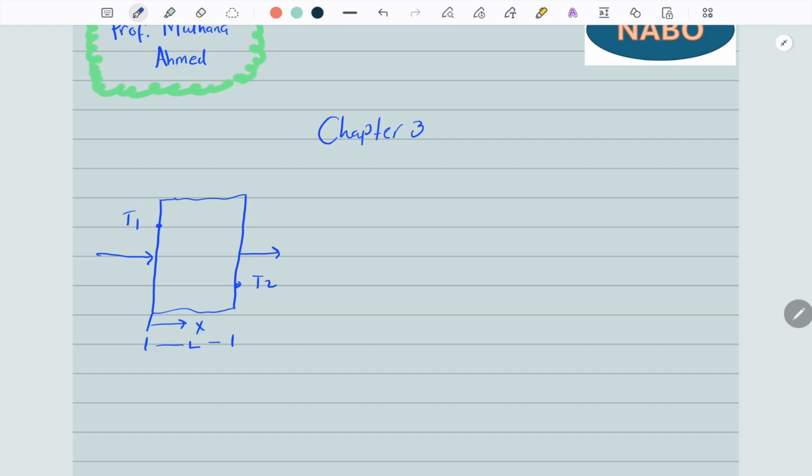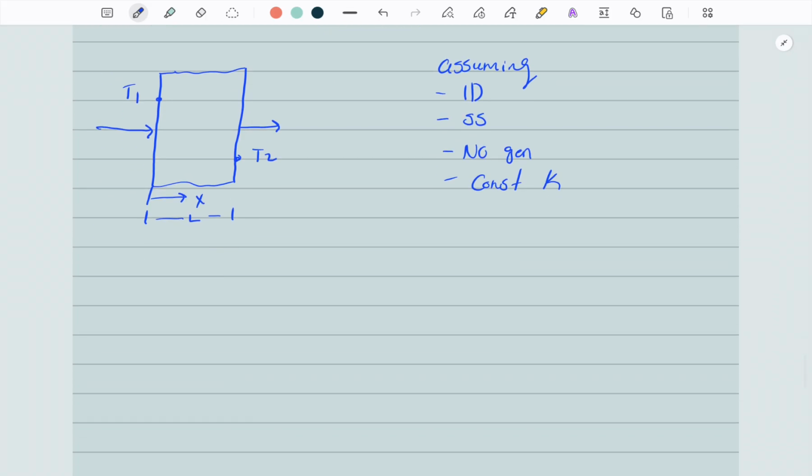Okay, and the assumptions that we're going to have are: 1, it's one-dimensional; 2, it's steady state; 3, there's no generation inside the wall, no heat being generated; and 4, if I remember correctly, it's constant k. So the k, the thermal conductivity, is not a function of temperature. Okay, it's constant.